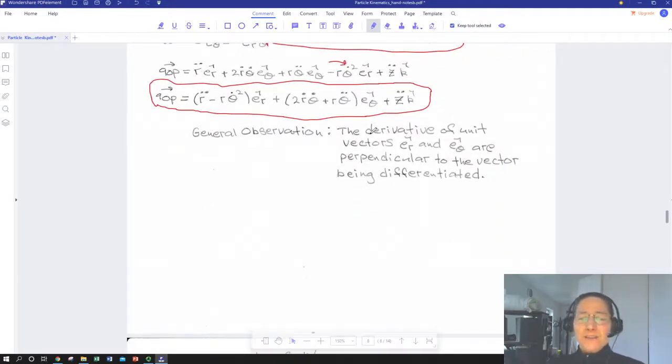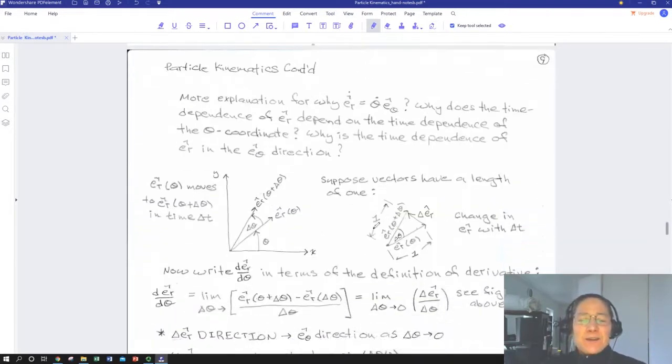So general observation, the derivatives of the unit vectors, r hat and theta hat, are perpendicular to the vector being differentiated. So that's kind of the rule. The time derivative of r hat is going to be going in the theta hat direction. The time derivative of theta hat is going to be pointing in the r hat direction, so they pull each other around is another way of thinking about it. Okay, we'll launch into a little bit more explanation here, and then we'll end before we kick into some examples.